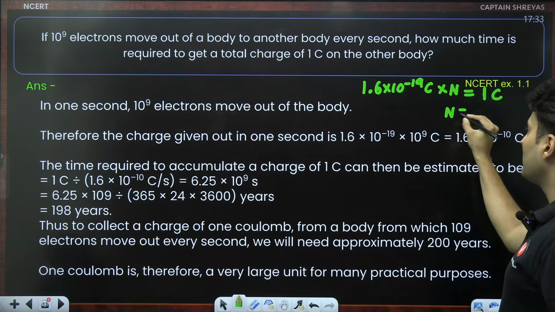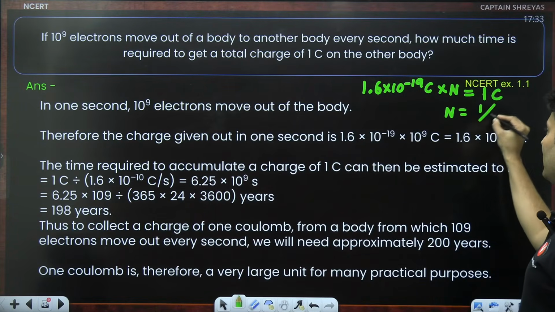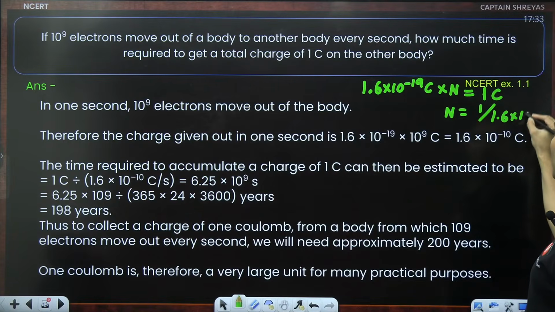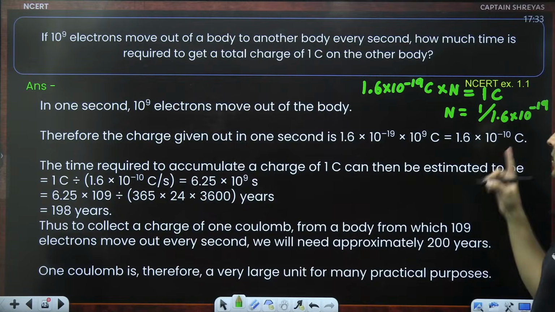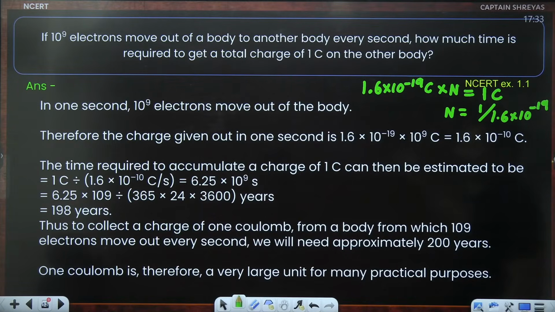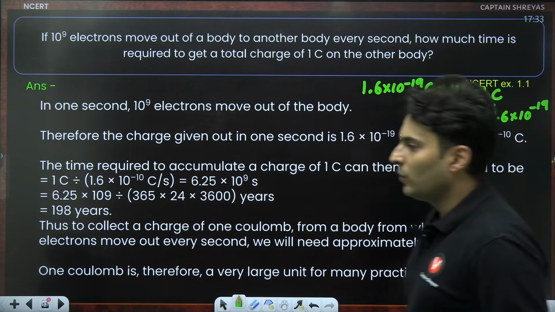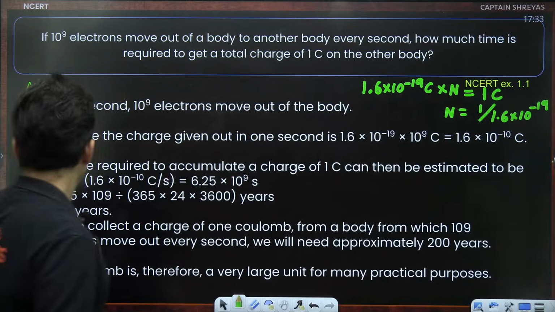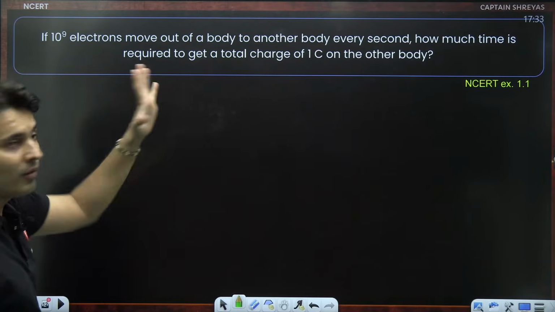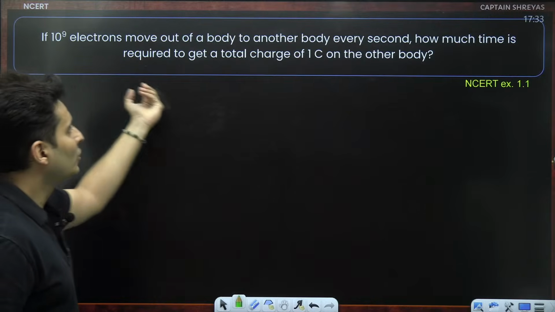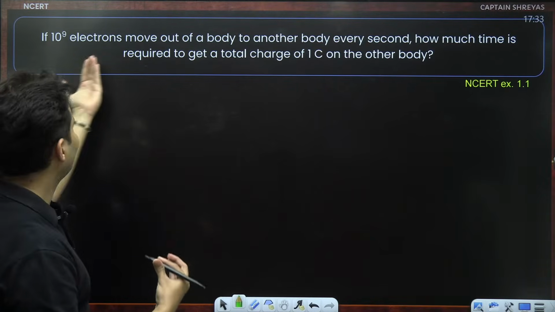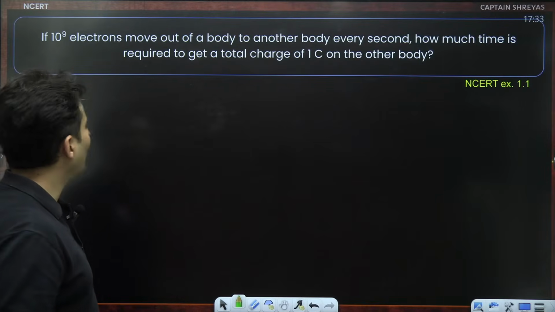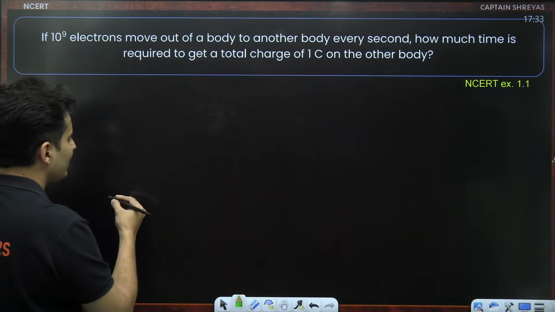So the number of charges in 1 Coulomb is 1 divided by 1.6 into 10 to the power minus 19. This is the number in basically 1 Coulomb. Now, if 10 to the power 9 electrons move every second, so to get 1 Coulomb, how much time is required? So think of it this way, guys.